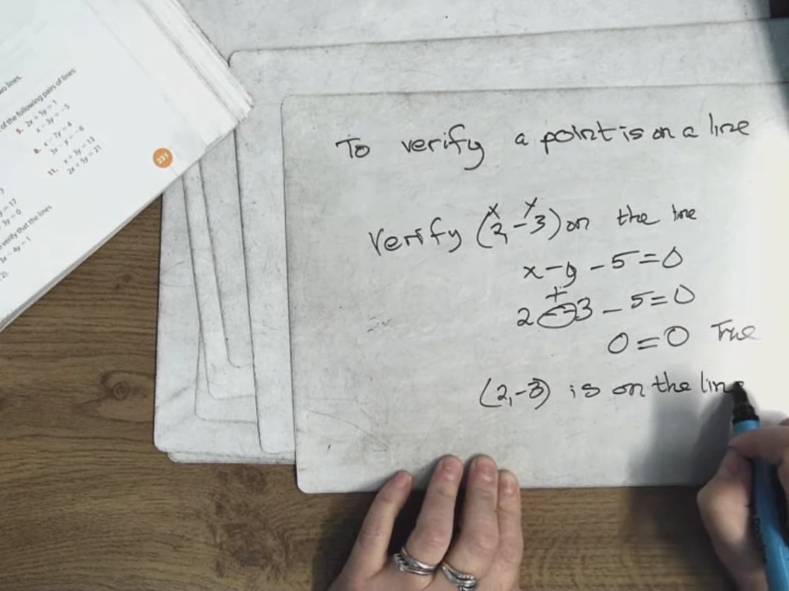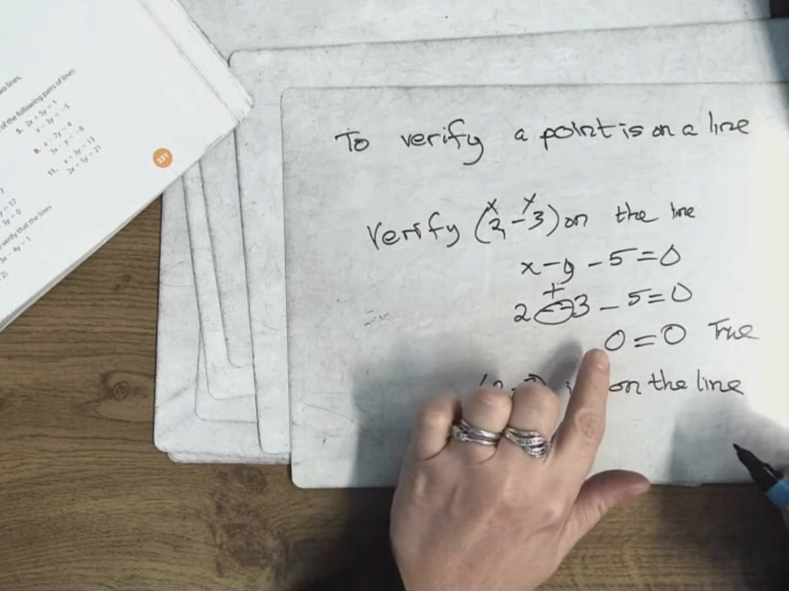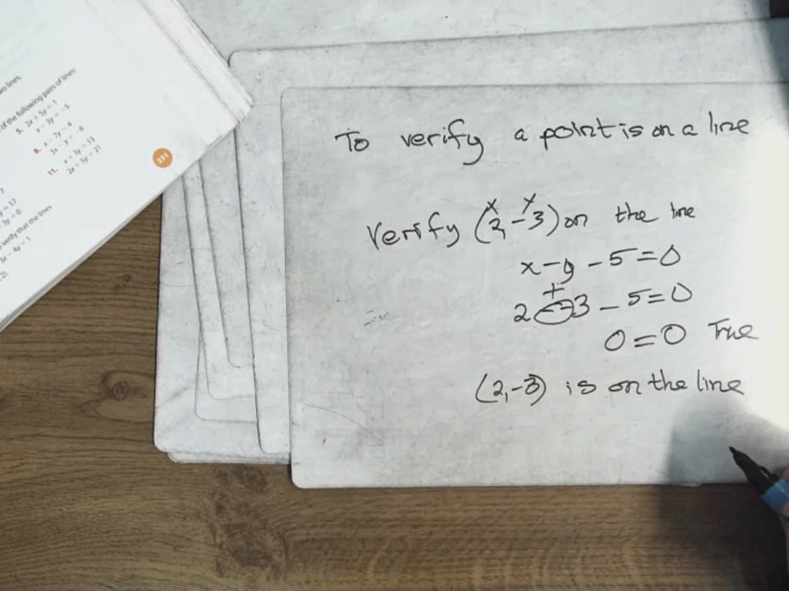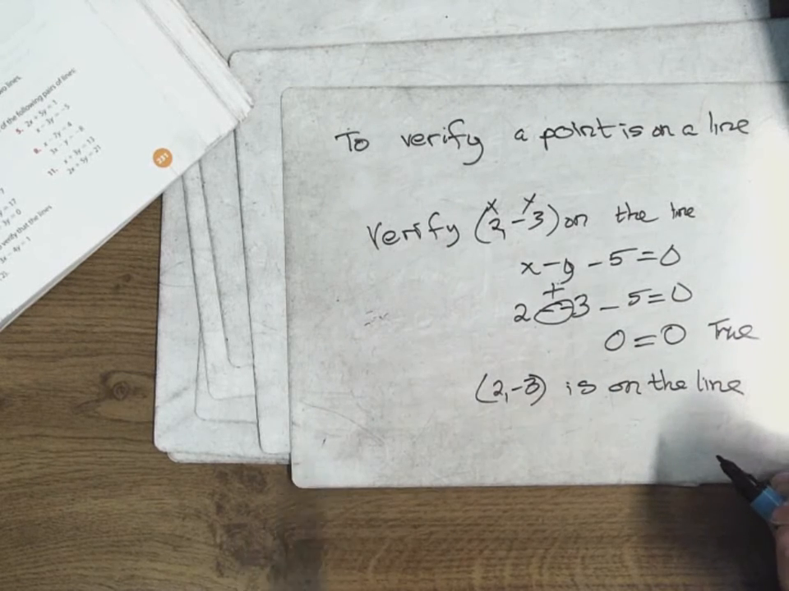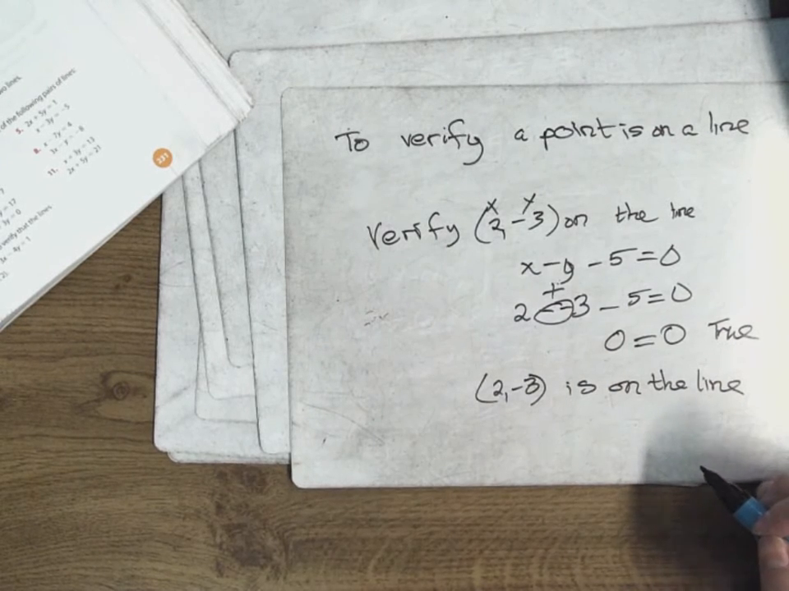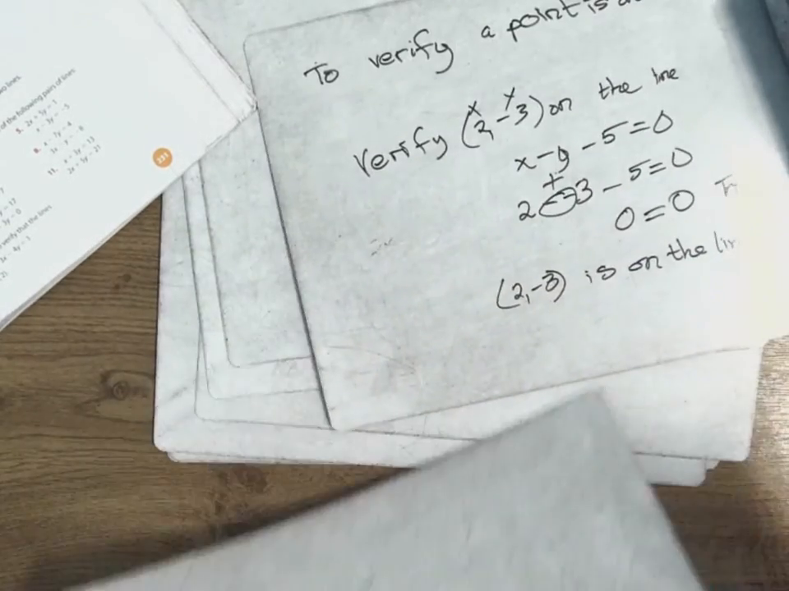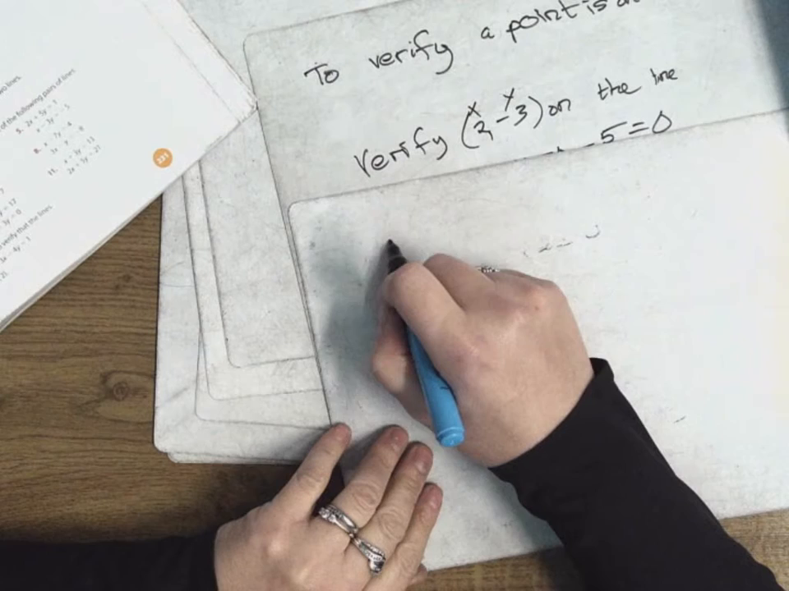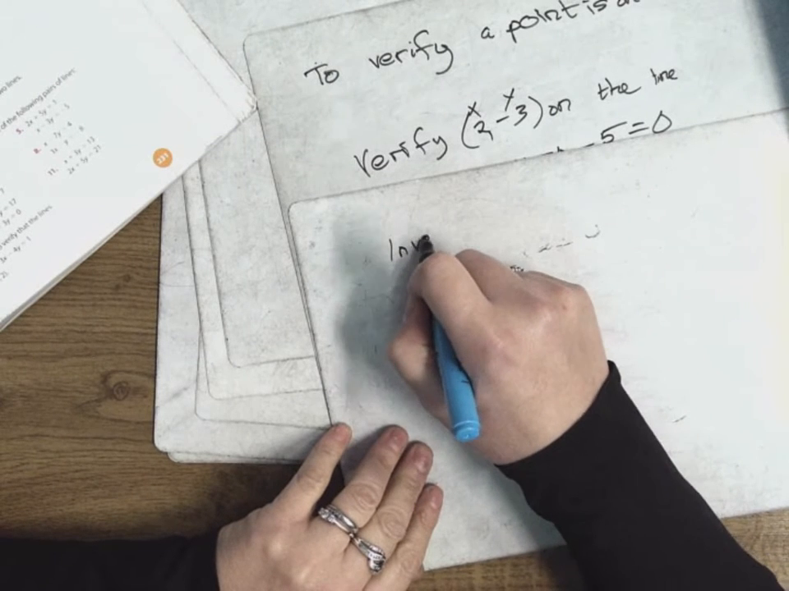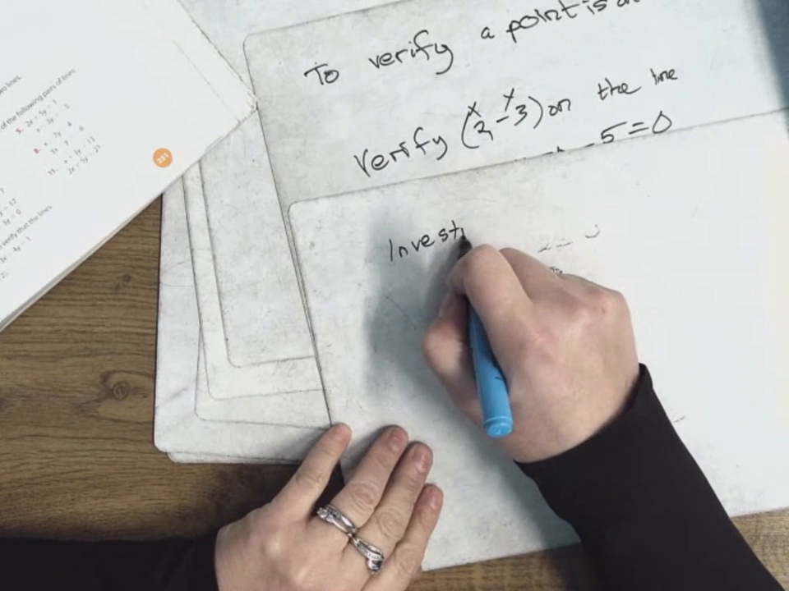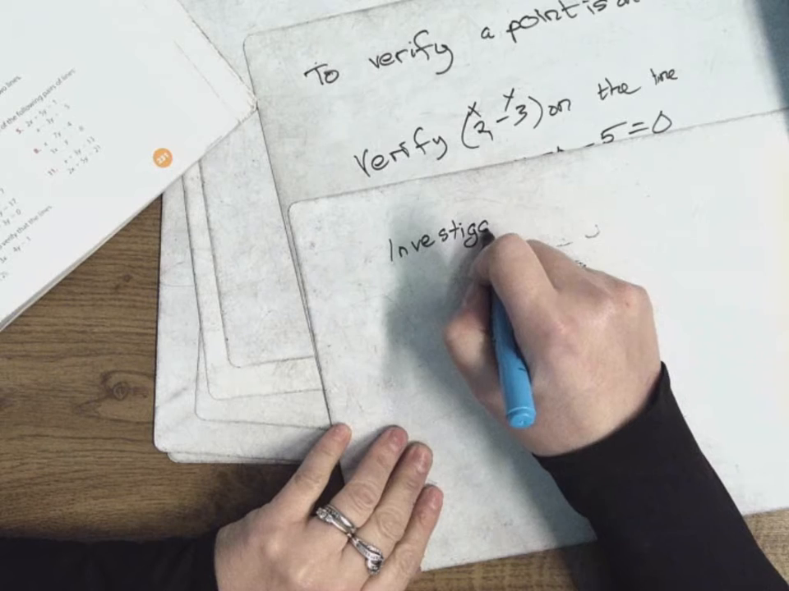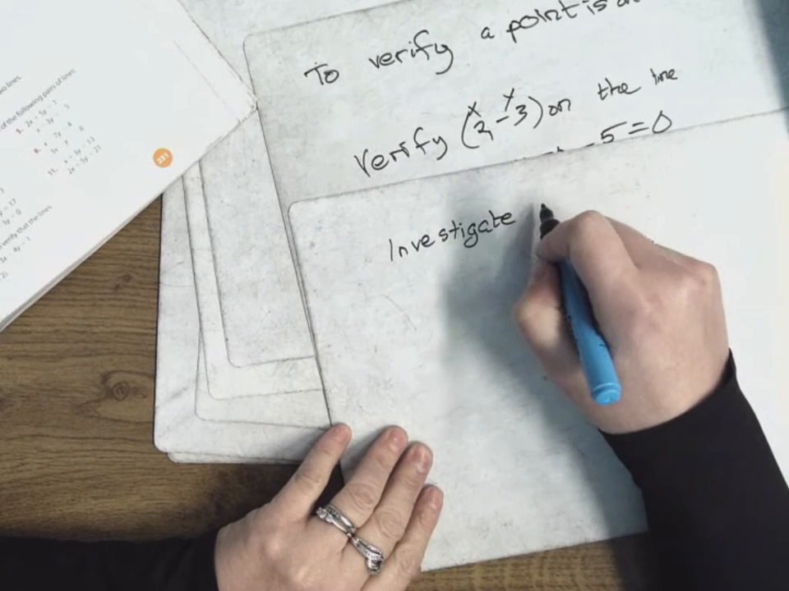Depending on how the equation was written, you could end up with 5 equals 5 here. That's a true statement. You could end up with minus 7 equals minus 7. That's a true statement. If they say investigate, what's the story with investigate? Is it on the line? Maybe, maybe not.